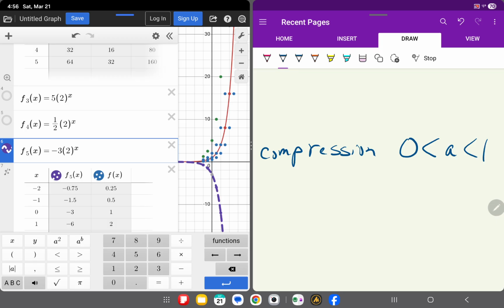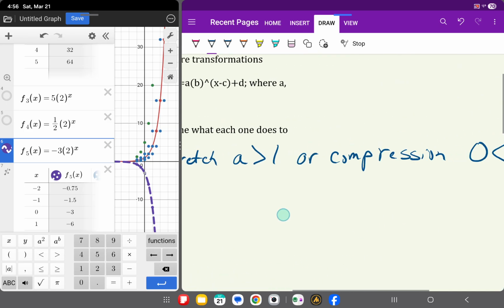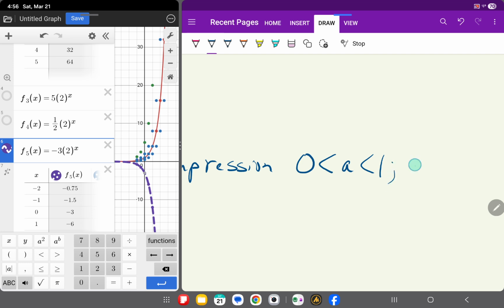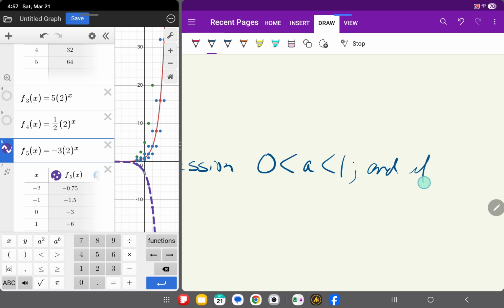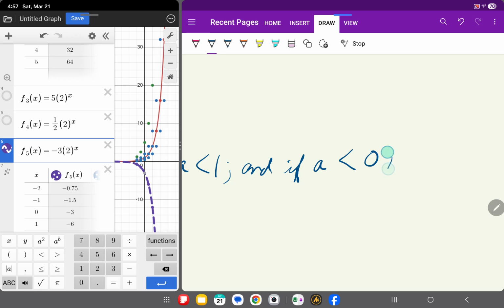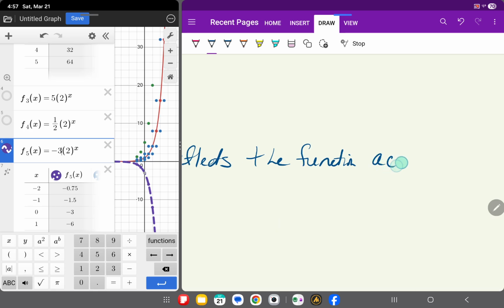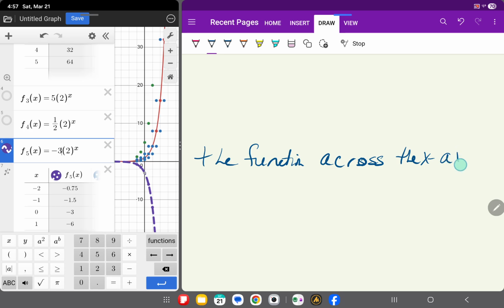So parameter A has 2 jobs. It stretches or compresses the function, and also, if A is less than 0, it reflects the function across the x-axis. Okay, that's what parameter A does.